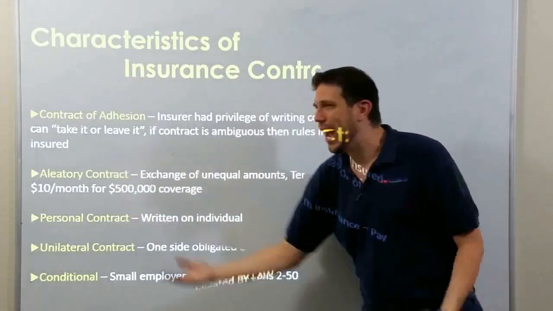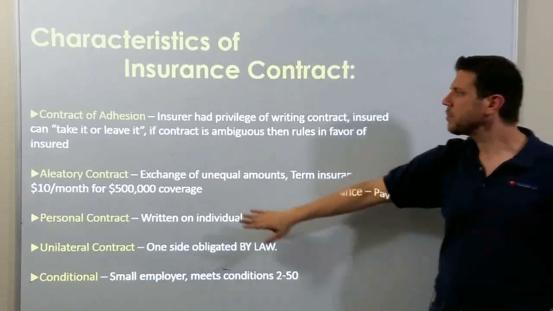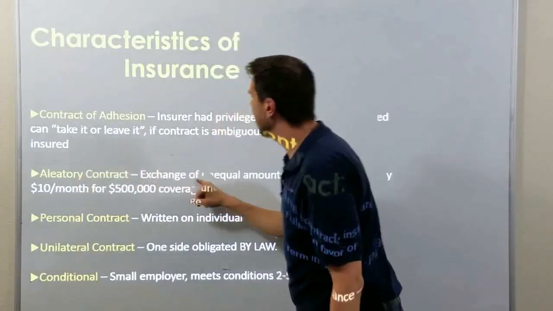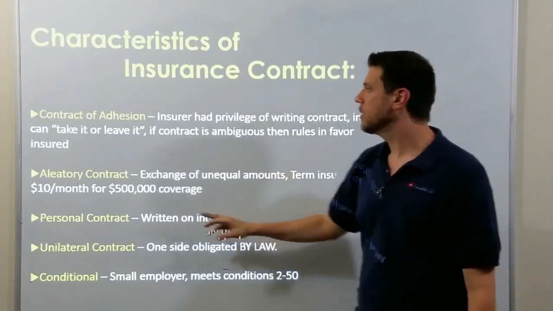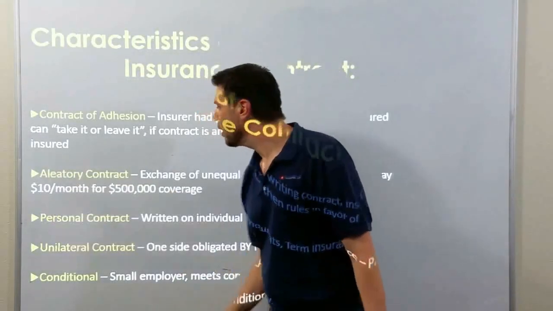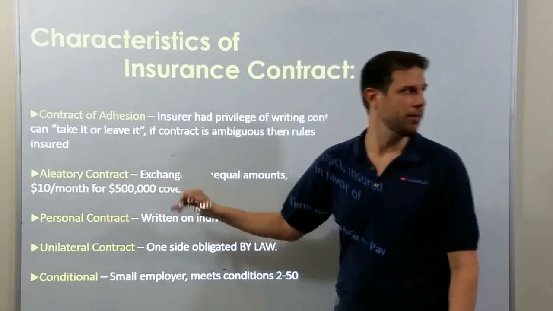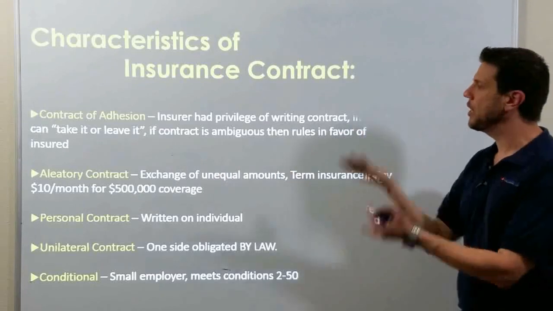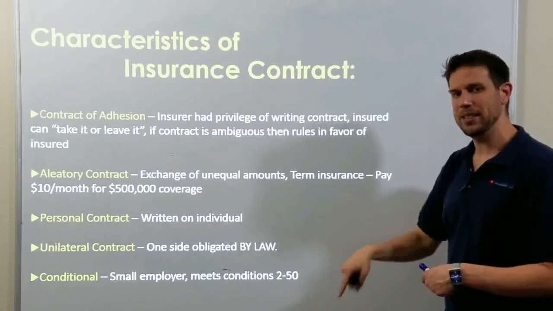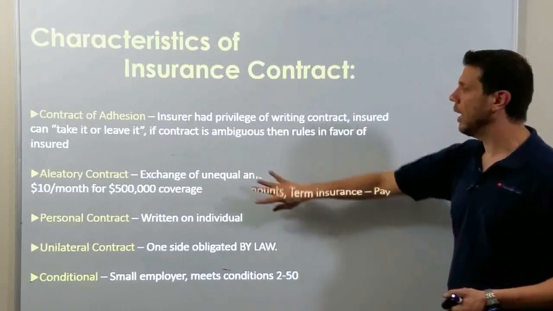Insurance contracts are also aleatory in nature. Aleatory is the exchange of unequal amounts. So like if you have life insurance and you pay $10 a month, but you get $500,000 in coverage, that is aleatory. That's where the customer pays a little bit, but they're covered for a lot.